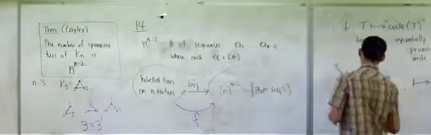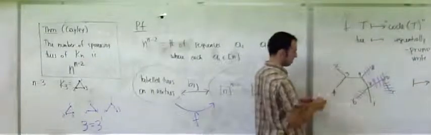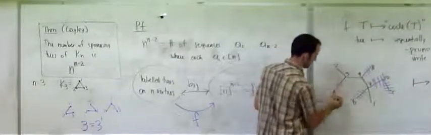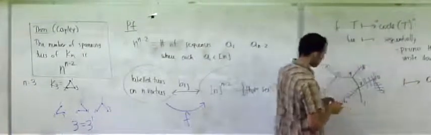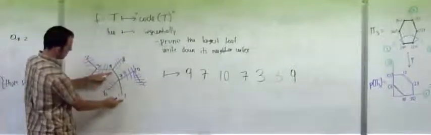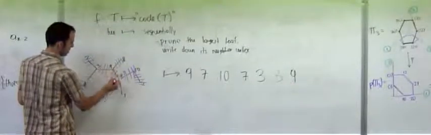Now the leaves are 1, 4, and 2. 4 is the biggest, I prune it, and that's hanging from 3. Then I have 2 and 1, so I prune 2, and that's hanging from 3. Then it's 1 and 3, so I prune 3, and that's hanging from 9. Then I have 1 and 9, and so I prune 9, and that's hanging from 7.